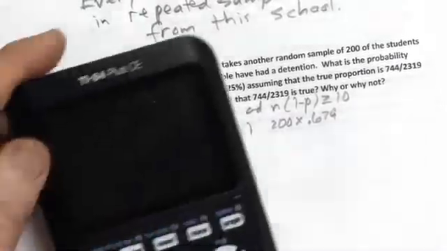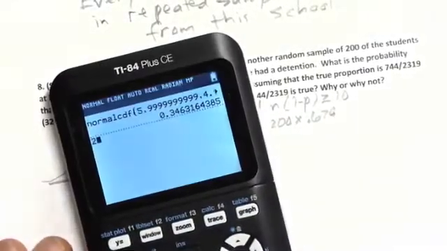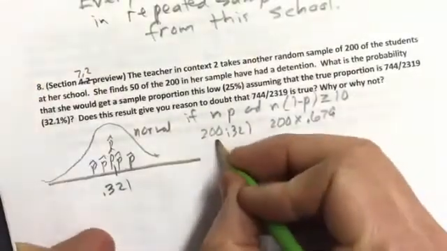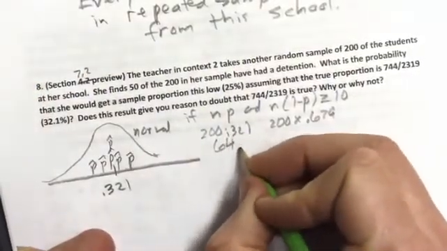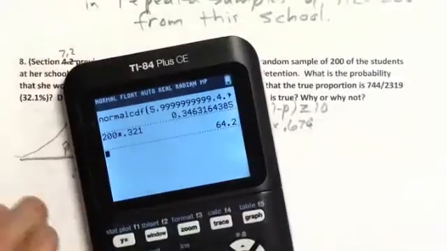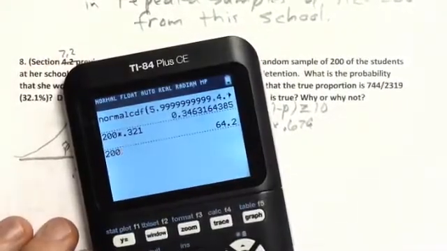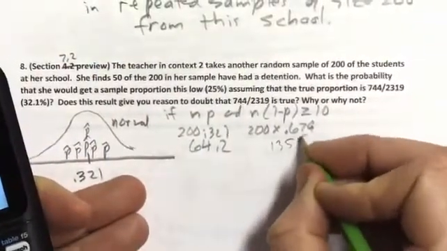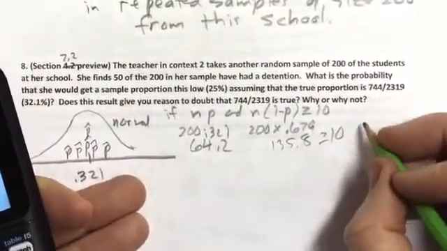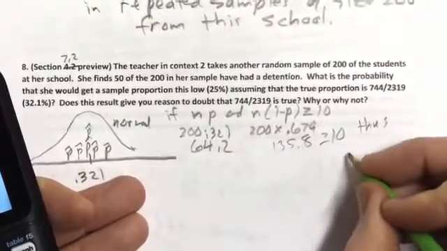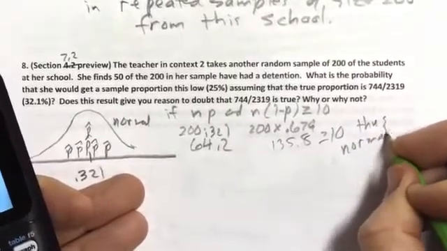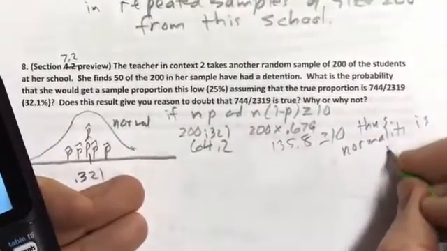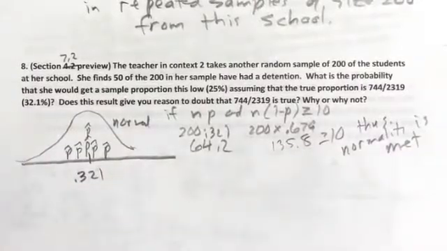And let's see what those are. So we'll say 200 times 0.321, and that's equal to 64.2. And then we will say 200 times 0.679, and that's 135.8. They are both greater than or equal to 10. Thus, we will say normality is met. We can use the normal curve. We can use normal CDF here.